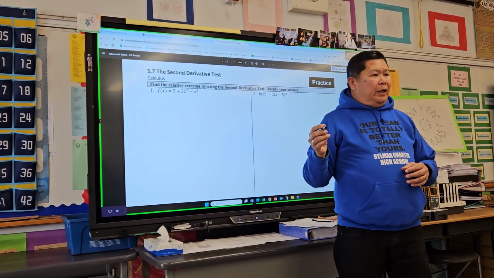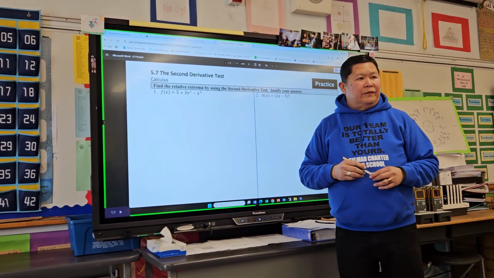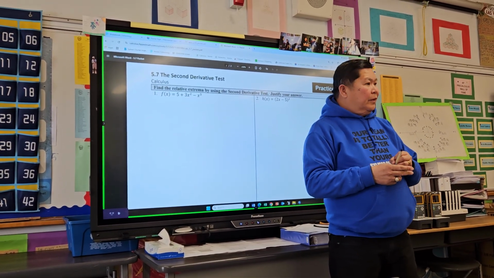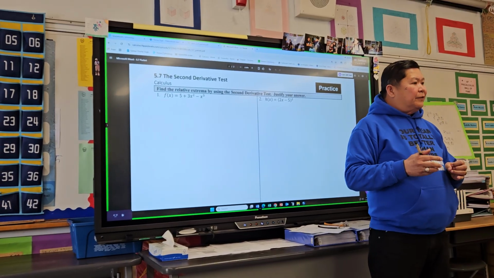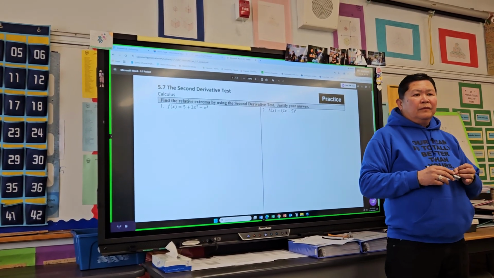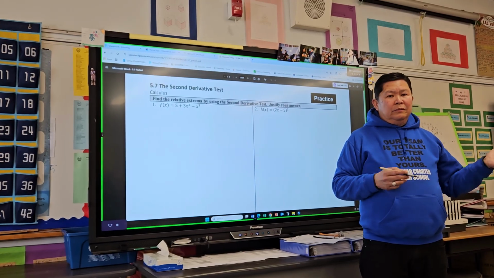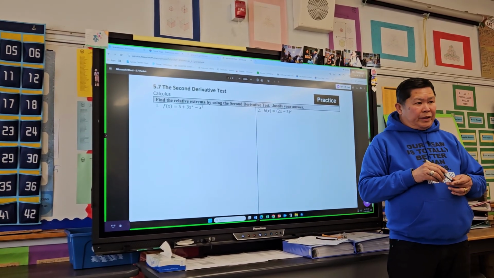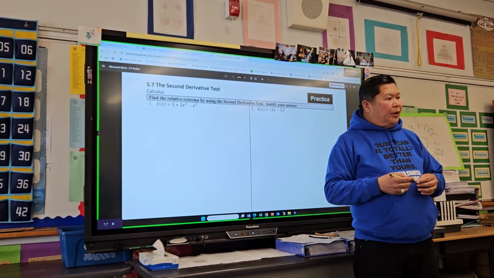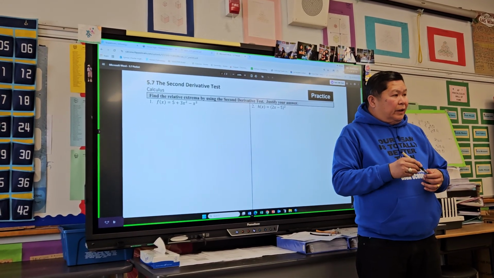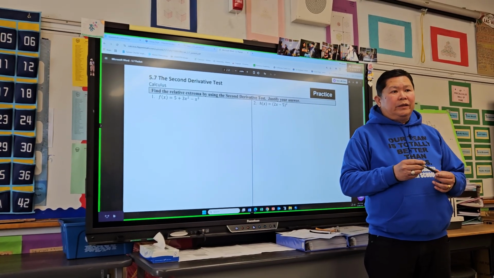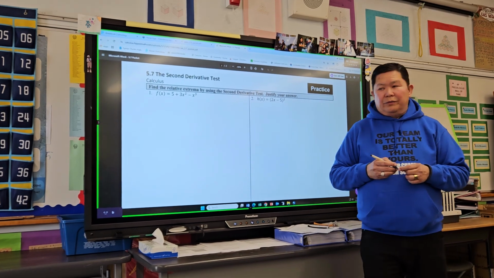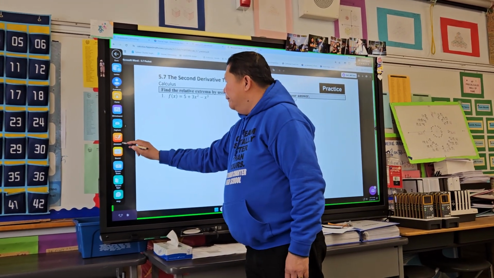What are the steps in solving using the second derivative test? First, find the first derivative. After finding the first derivative, equate it to 0, and then you're going to solve for the critical points. After getting the critical points, you now solve for the second derivative and plug in the critical points, and then you have to know whether it is a relative max or relative min. So let's have problem 1.